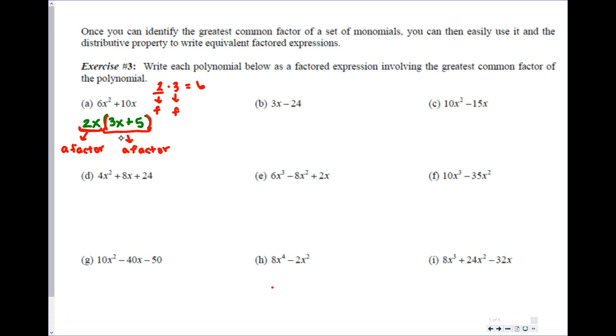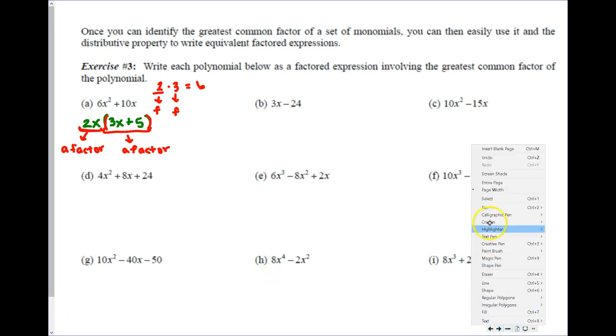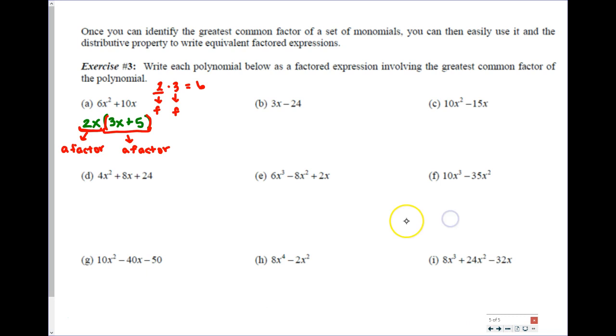It's got 2 factors. It has a factor of 2x and it has a factor of 3x plus 5. When you multiply 2x times 3x plus 5, you get that original thing. Okay? We're going to talk more about that as we continue in the unit. I'm going to do a few more of these, and you're going to try the rest on your own as a You Try.